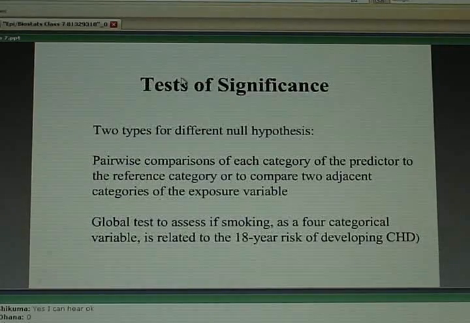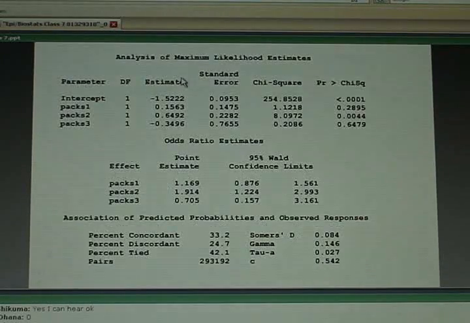We get a pairwise comparison, comparing a particular level of smoking to the reference category of non-smoking, and we get a global test of significance comparing the single entity smoking, with 4 different levels, to the null hypothesis that each of these levels has the same risk. So depending on what you're interested in, you'll be looking at different parts of this output for doing different types of significance testing.